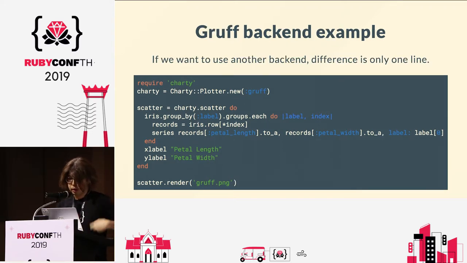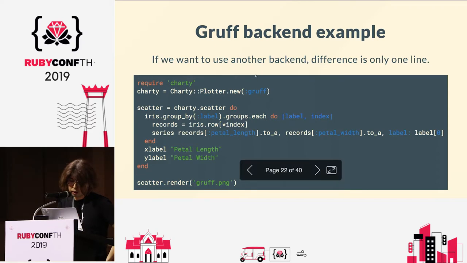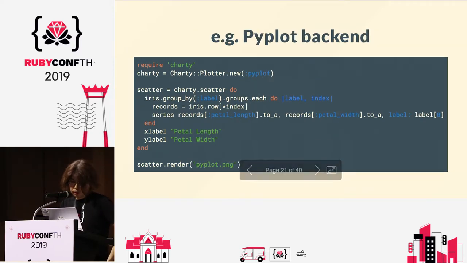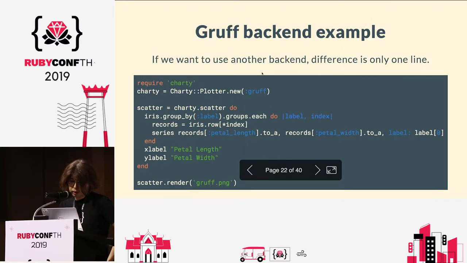This is a graph backend example. If we want to use another backend, the difference is only one line. One line is this line. Charty plotter new graph. Graph is the specified backend. Before, in this example, PyPlot. This is graph, only one line.